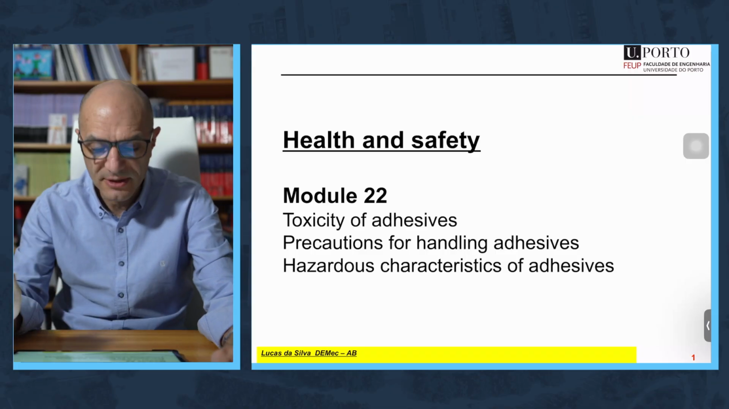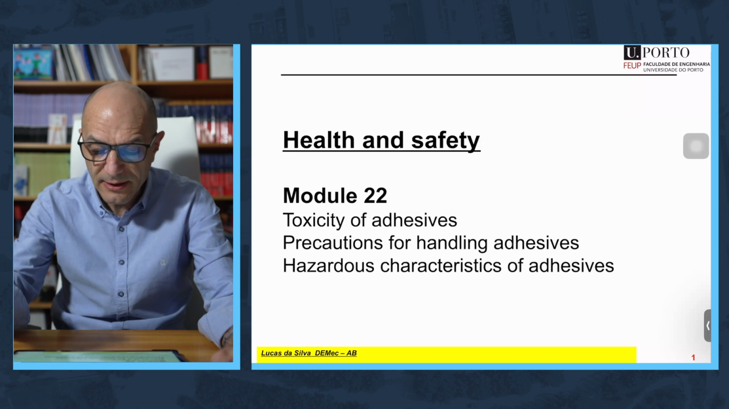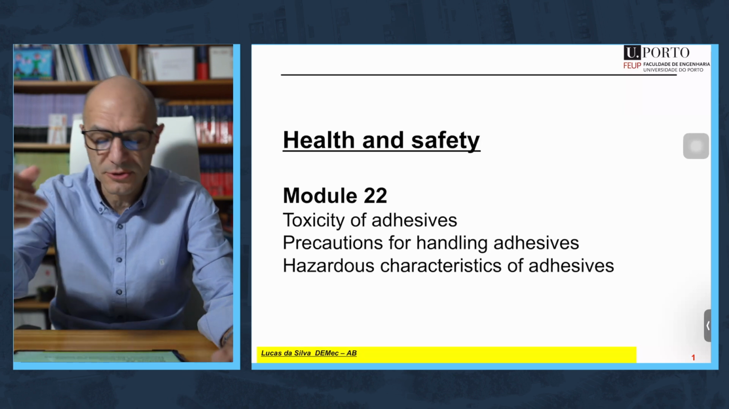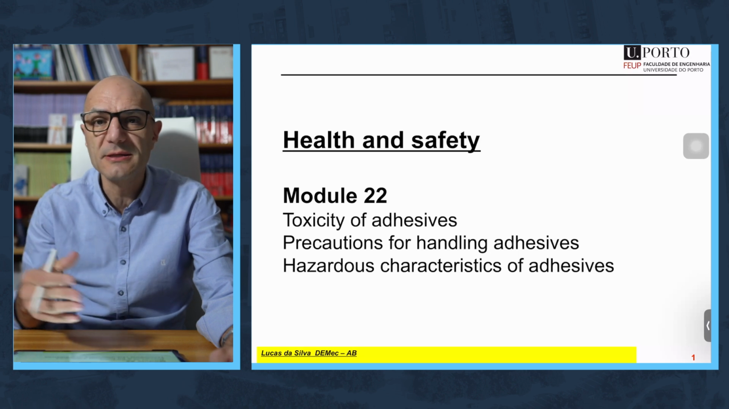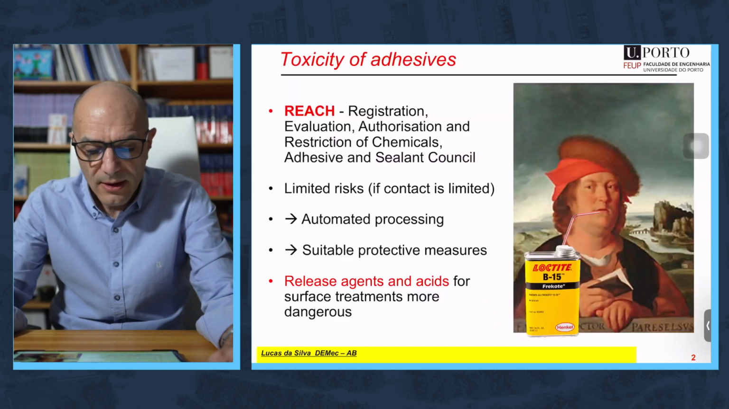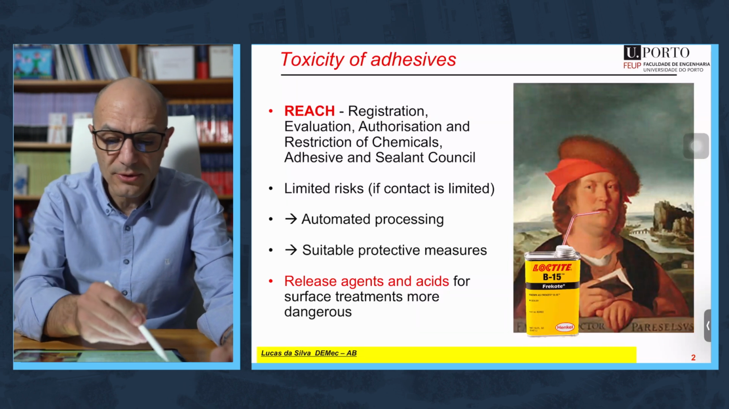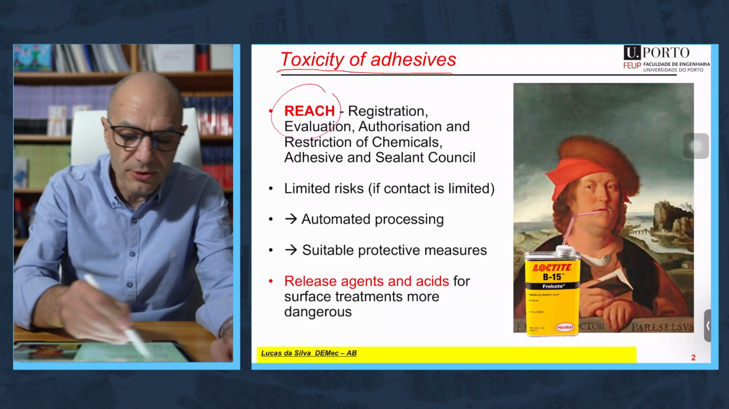Adhesive bonding is a chemical bonding, so health and safety is very important. In this module, we are going to talk about the toxicity of the adhesives, the precautions you need to have for handling adhesives, and some characteristics of the main adhesives concerning health and safety. The first thing to talk about concerning the toxicity of adhesives is the REACH protocol.